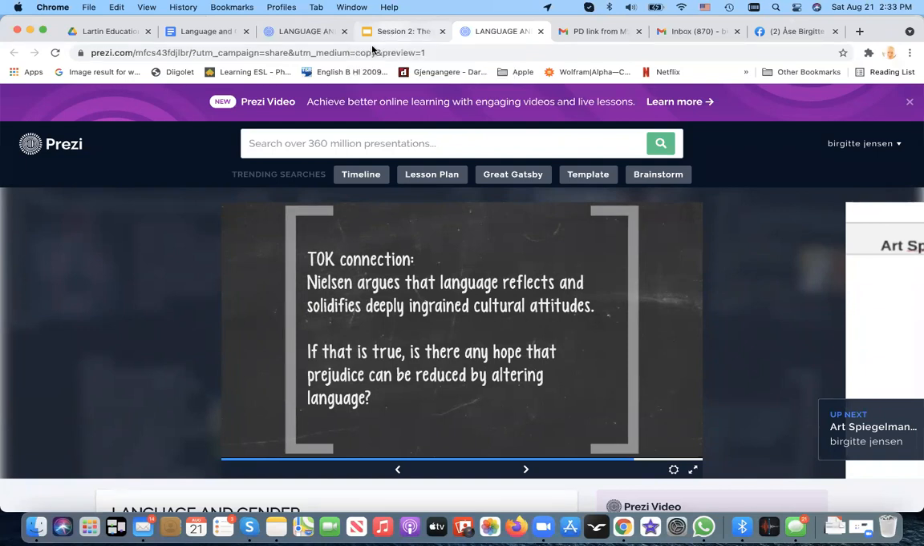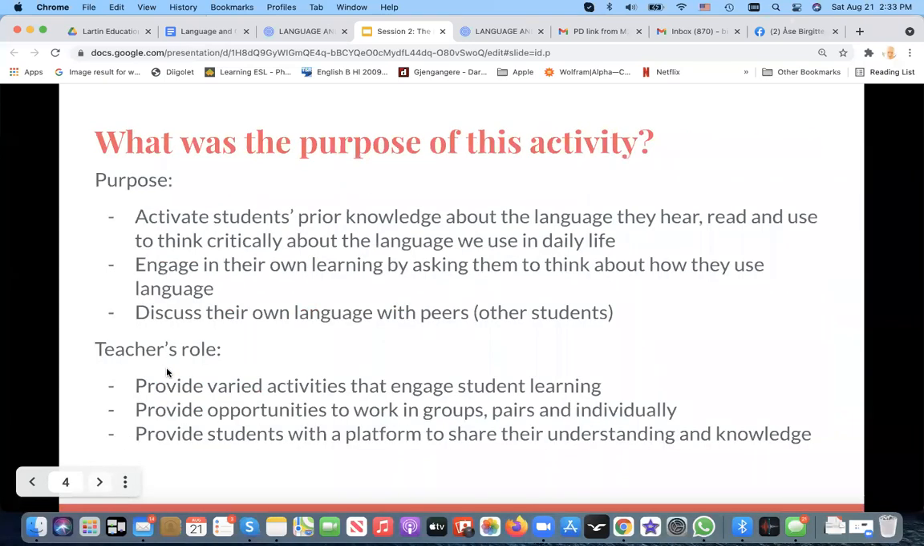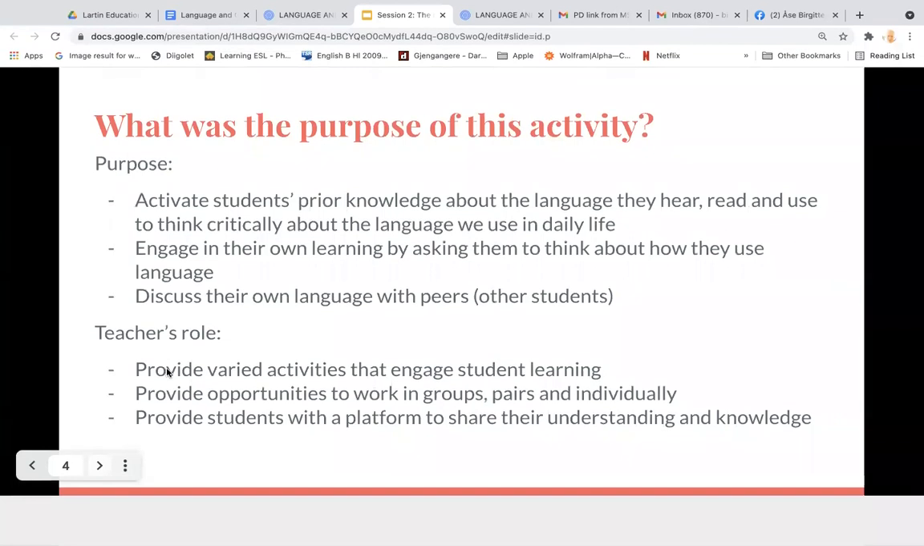Okay, so we're going to go back. So the link to the text is here. The lesson plan, a detailed lesson plan is there, and the Prezi presentation. And if you can't link it, we will figure it out. You and I will figure out how to share this with you.